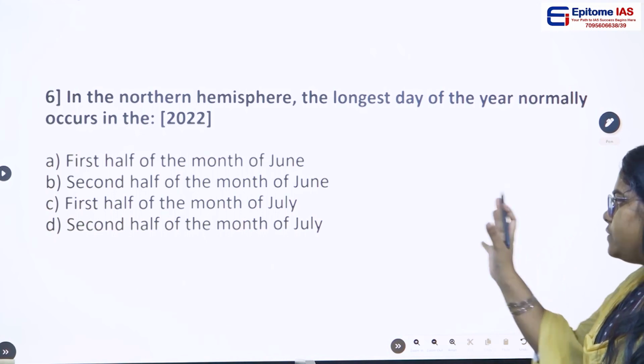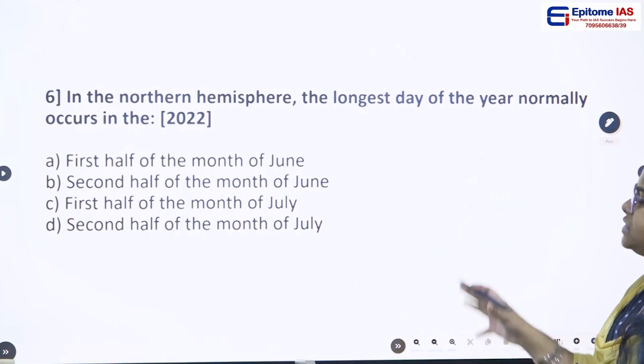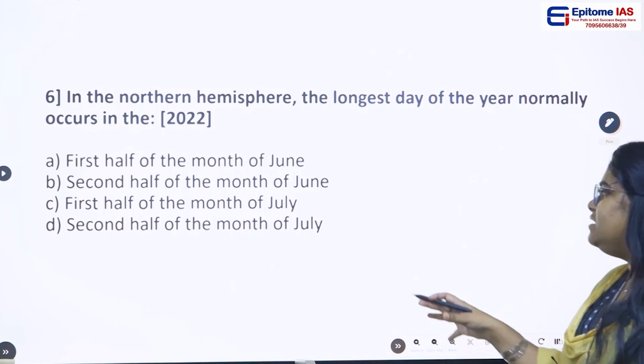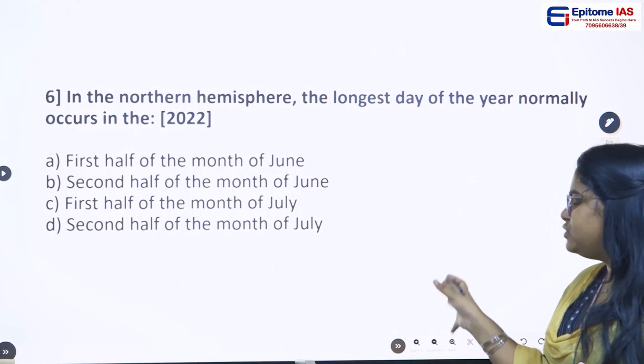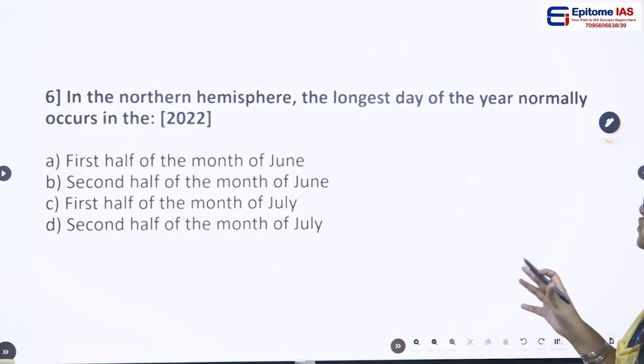So the next question: in the northern hemisphere, the longest day of the year normally occurs in: option A, first half of the month of June; option B, second half of the month of June; option C, first half of the month of July; option D, second half of the month of July.